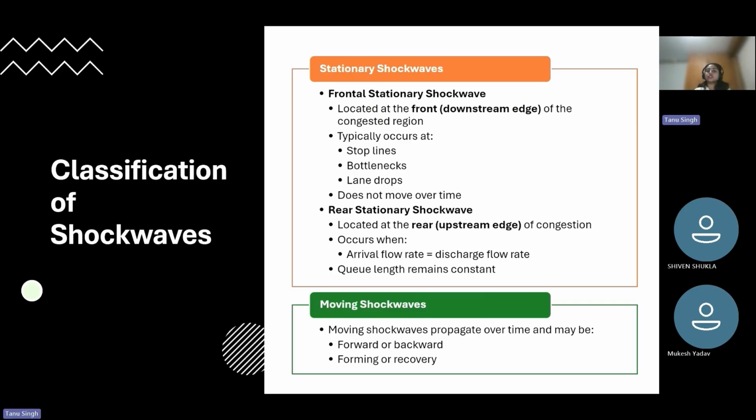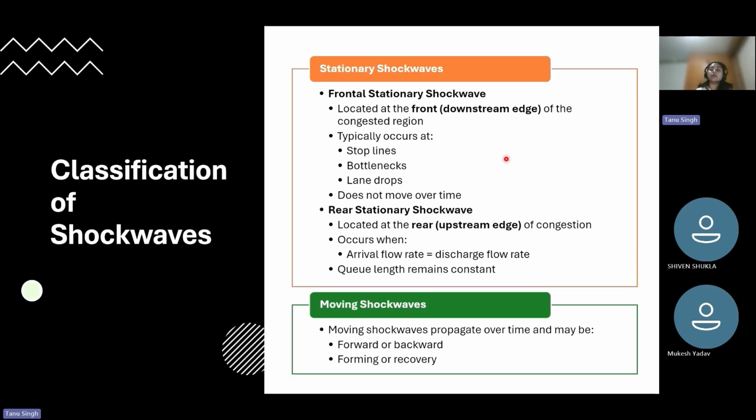Now coming to the classification of shock waves. First, we will go through the stationary shock wave. Stationary shock waves can further be classified into a frontal stationary shock wave or a rear stationary shock wave. A frontal stationary shock wave is located at the front, downstream edge of the congested condition. These typically occur at locations such as stop lines at signalized intersections, bottlenecks, or lane drop conditions. Since its location is fixed, this shock wave does not move with respect to time. It is called stationary.